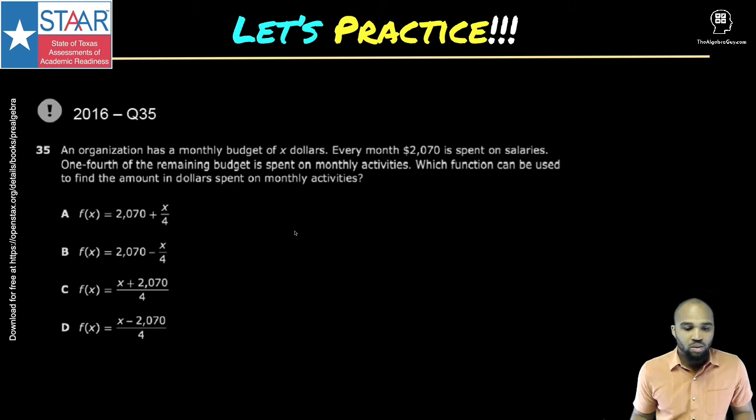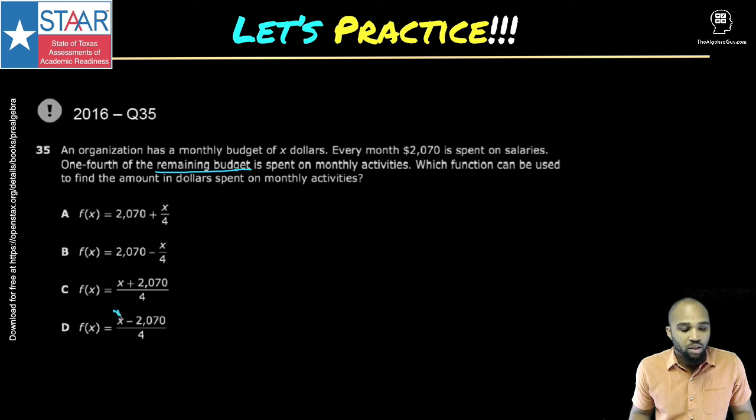So we see 2,070 in all of these. So let's read some more to see if we can get any help. 1/4 of the remaining budget. What do they mean remaining budget? That means after they spent this 2,070, so they've had to take the budget and subtract 2,070. And then whatever was left, they divided by 4. So the one that makes most sense is D.